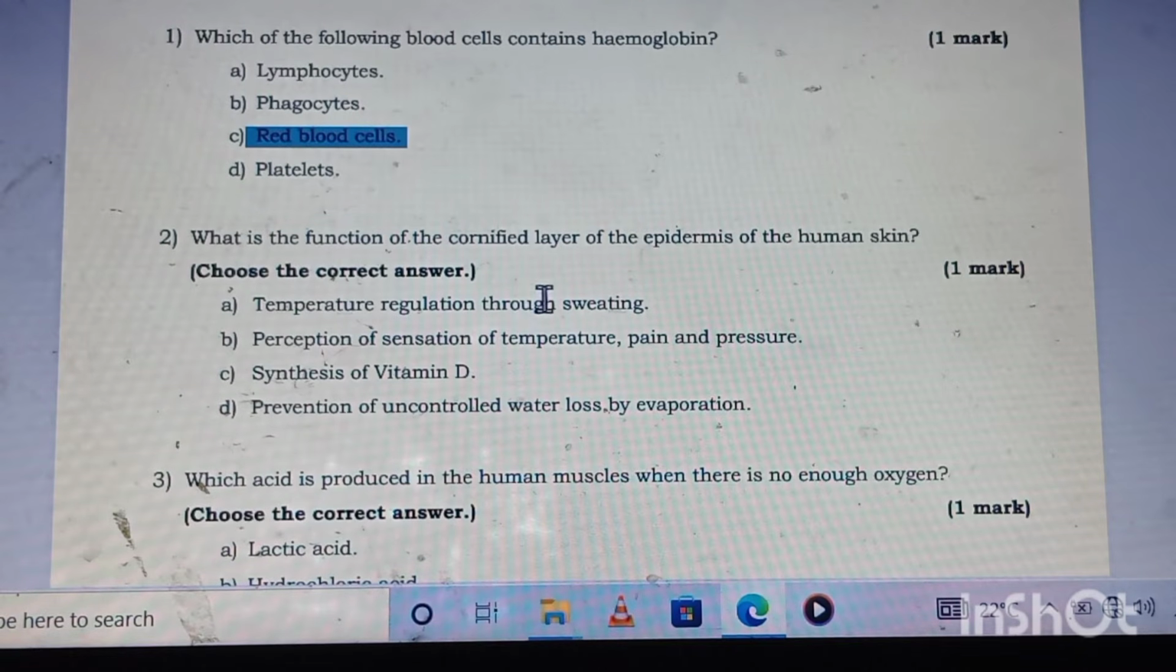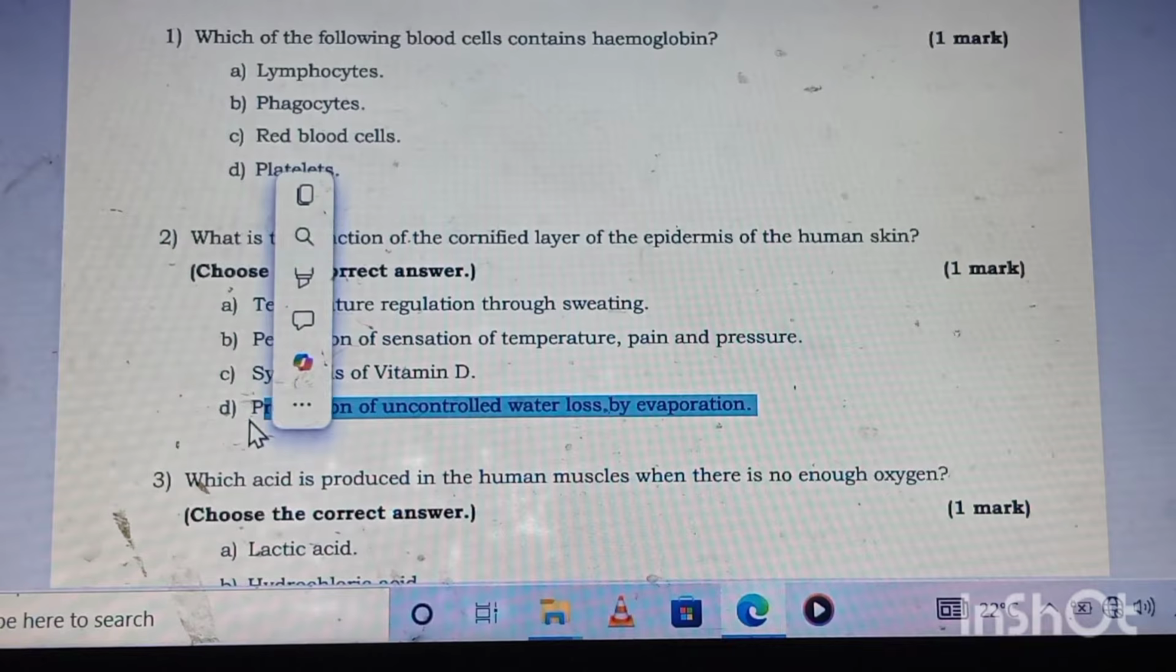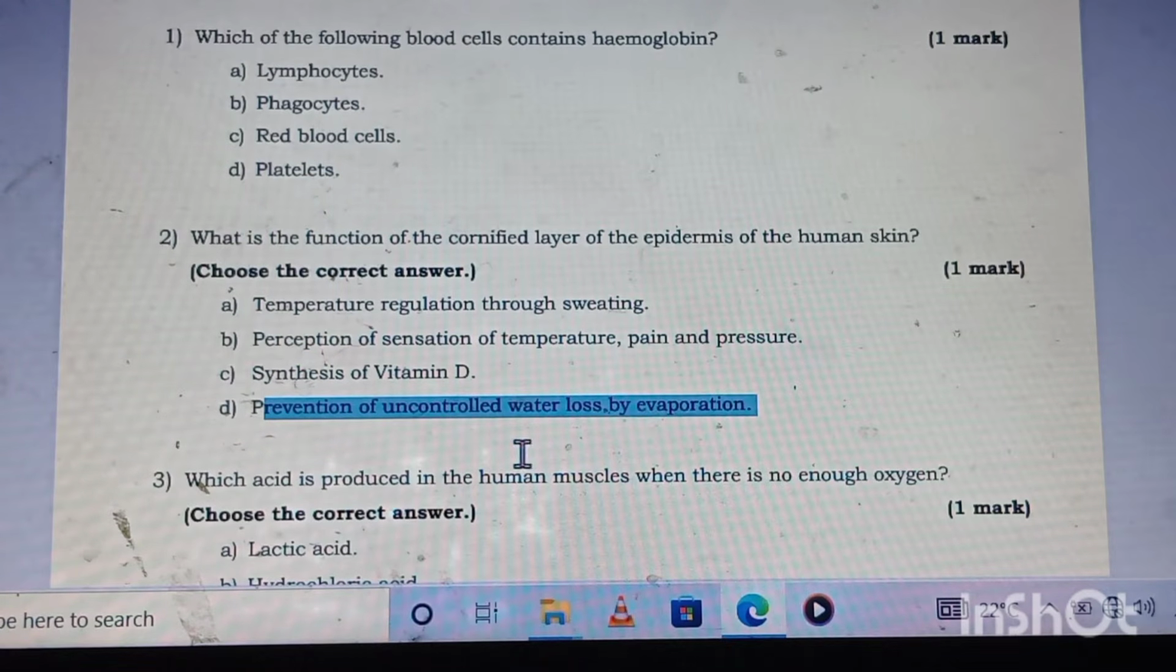What is the function of the cornified layer of the epidermis of human skin? A. Temperature regulation through sweat? No. Perception of sensation of temperature, pain, and pressure? No. Synthesis of vitamin D? No. The correct answer is D. Prevent uncontrolled water loss by evaporation.